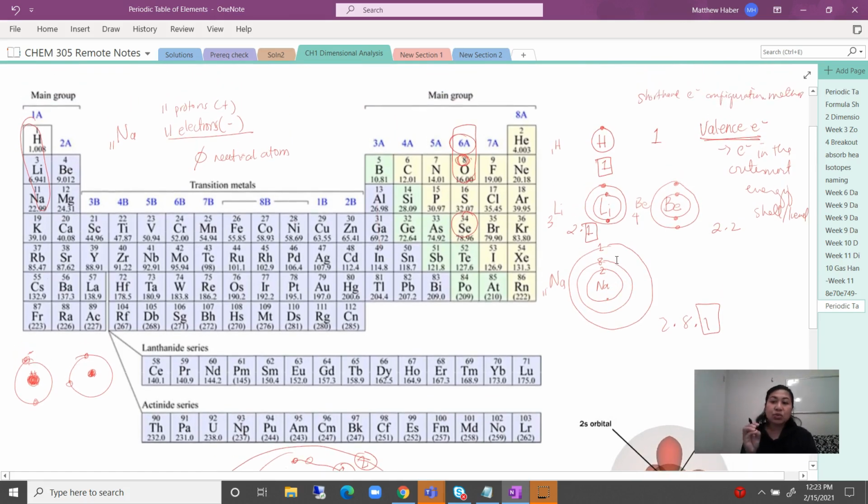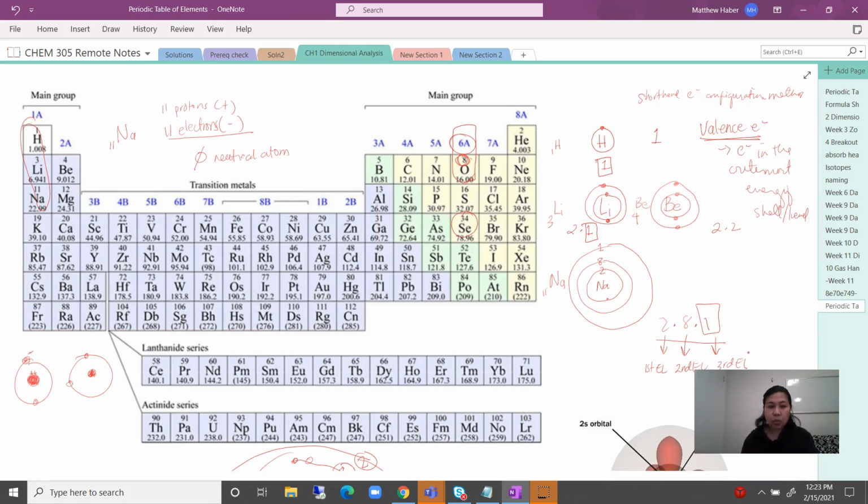When you are asked to write the shorthand electron configuration, or just the electron configuration, you are focusing on all of the electrons and where they are positioned. So say for instance for sodium, 2.8.1, you know that there are 11 electrons. 2 of them are located on the first energy level. The other 8 can be found on the second energy level, and the last one can be found on the third energy level. Okay, so we're focusing on all of these electrons and where they are being positioned.